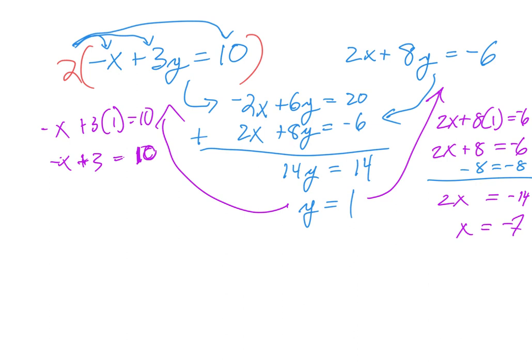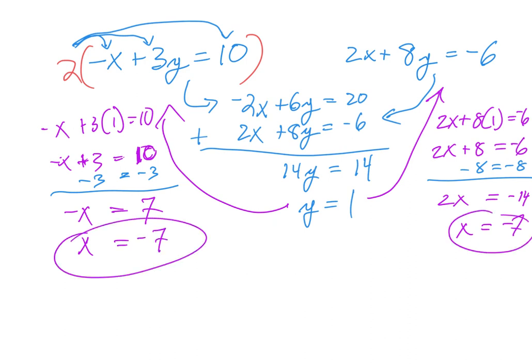I am going to subtract 3 from both sides because negative 3 equals negative 3. And I have negative x equals 7. And then to get rid of that negative, you can divide both sides by negative 1, or multiply both sides by negative 1, or you can just say, I'm just going to switch the signs. Make this positive, make the other one negative. But yay, again, same number, my final answer, negative 7, 1.